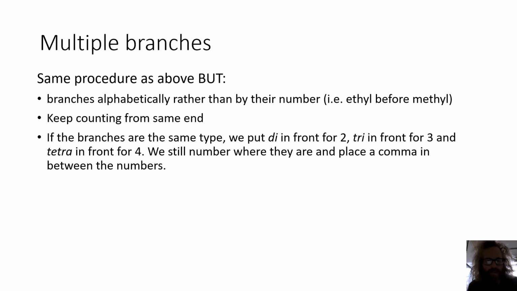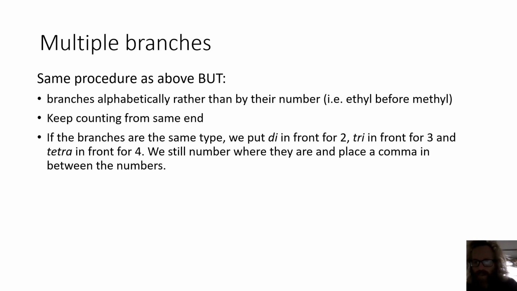We can have multiple branches, not just a single one. And if we've got multiple ones, we need to say what they are, and we arrange them alphabetically in the name, at the front of the name. Once we start counting from one end, we've got to keep that counting. So we can't switch between ends for naming different groups.